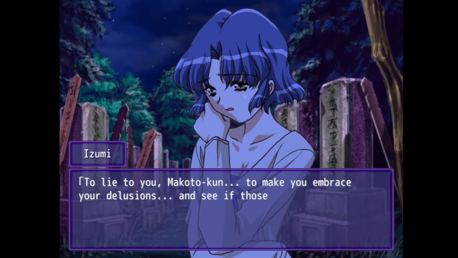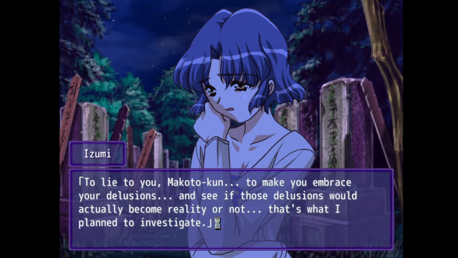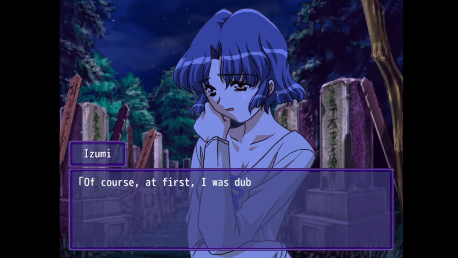To lie to you, Makoto-kun, to make you embrace your delusions, to see if those delusions would actually become reality or not. That's what I planned to investigate. Of course, at first I was dubious about the third trait.